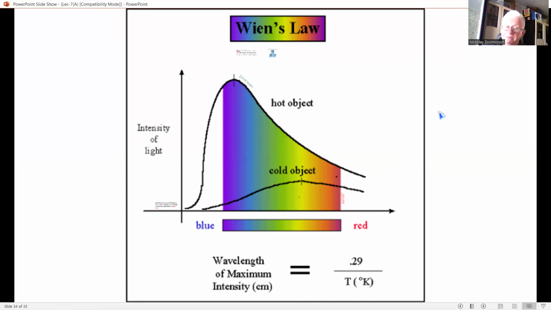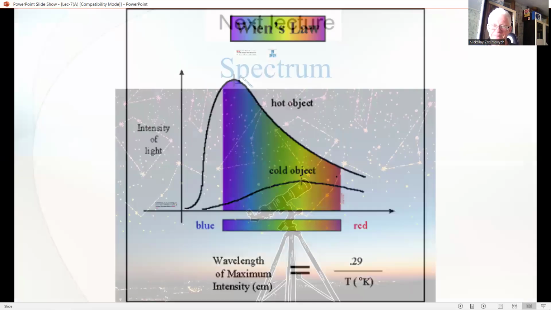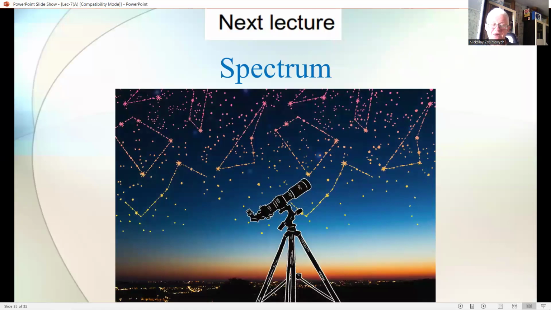Astronomers can measure the temperatures of stars the same way. Adapt your argument for stars. Use this figure to explain how the colors of stars reveal their temperature. Okay? Next lecture will be the spectrum.